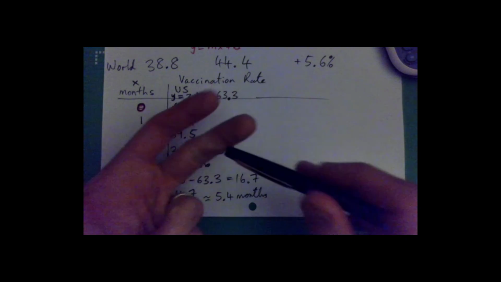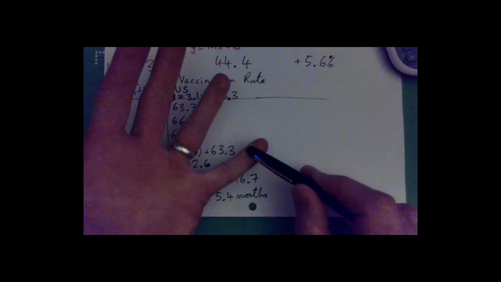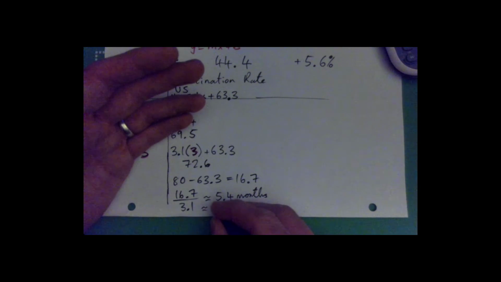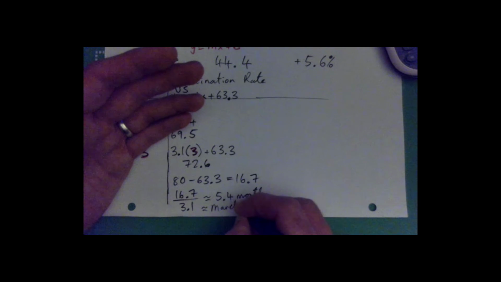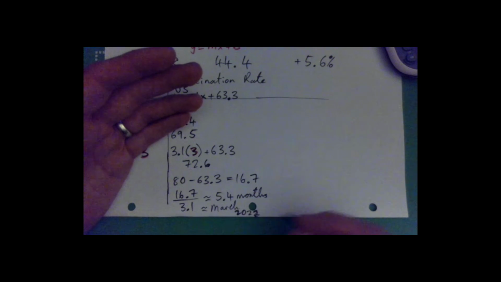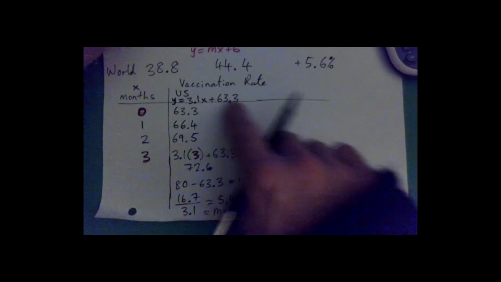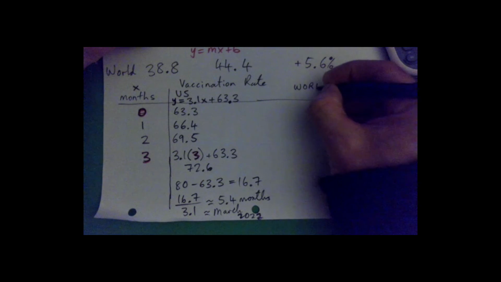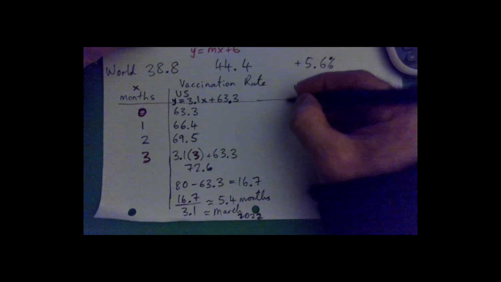And this is the end of September, so October, November, December, January, February. So end of February and then a little bit more. So that's going into March. So approximately March 2022 is when we'll get about 80% with one shot in the US. Make sense? So now, see if you can all press pause and figure it out for the world.